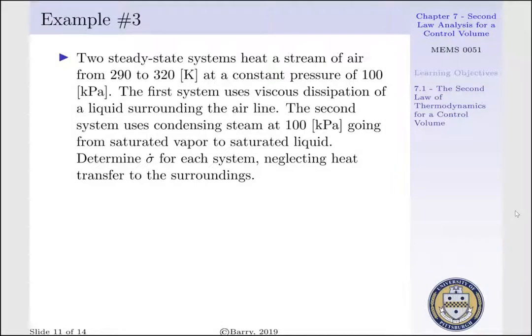The first system uses viscous dissipation of a fluid surrounding the airline to provide the heat to the air. The second system uses condensing steam at a constant pressure of 100 kPa that goes from a saturated vapor to saturated liquid to supply heat to our air. We want to determine the rate of entropy generation for each system, neglecting heat transfer to our surroundings.